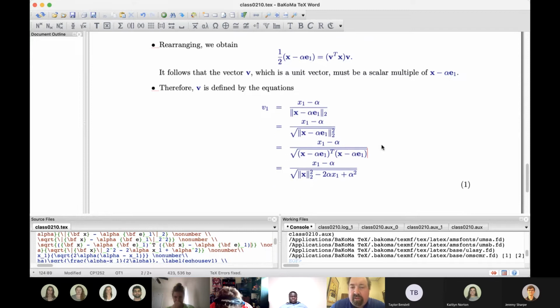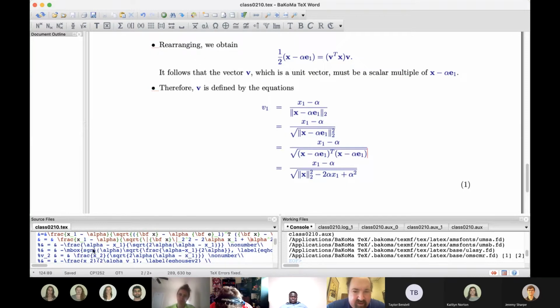Okay. So now I'm basically foiling this. And what will I get? I'll get x transpose x, that's the 2 norm of x squared. And then I have alpha E1 transpose x, but E1 transpose x is just the first element of x. And then same thing from the outside terms. And then I take alpha squared E1 transpose E1, but that's just going to be 1. Okay, that makes sense. Thank you.